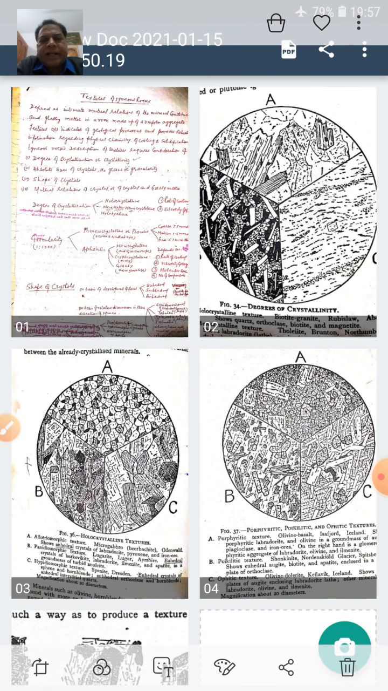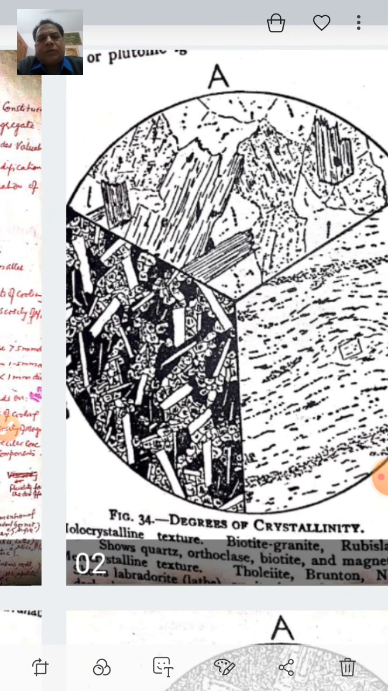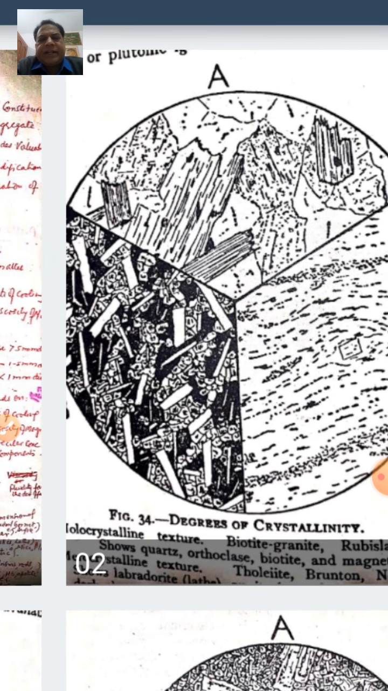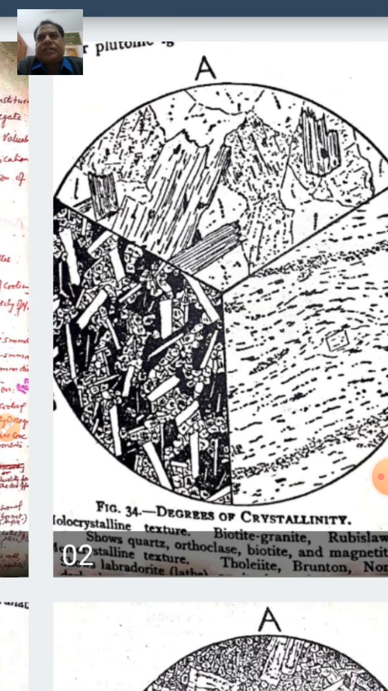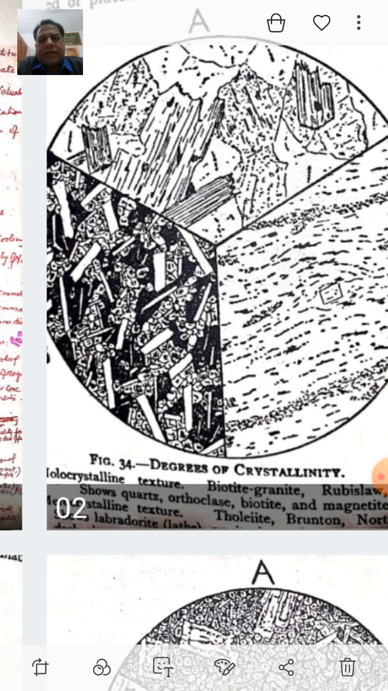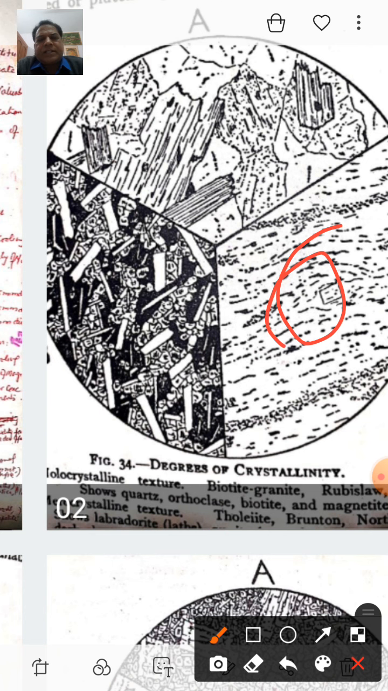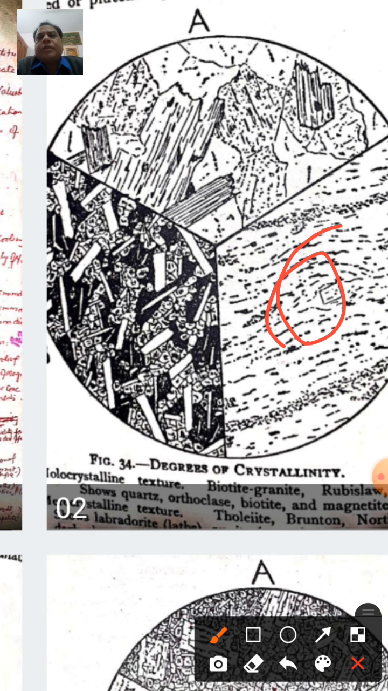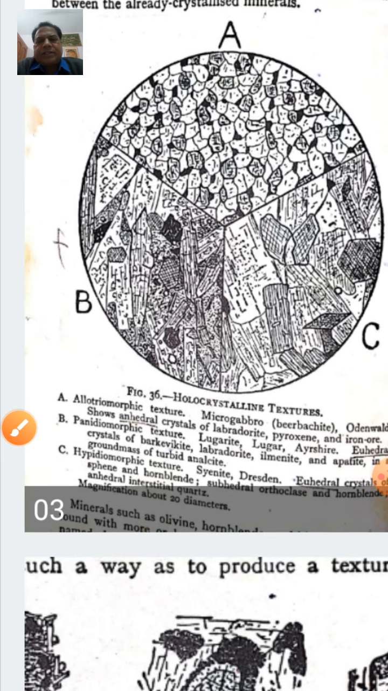This is the case of this texture. You can see in this diagram what we see here is the degree of crystallinity. All are in the crystalline state, so this is holocrystalline. Now this part is totally in the glassy state, so it will be called holohyaline. Here what we see is hemicrystalline or hypocrystalline, right? Then next, observe in this diagram.